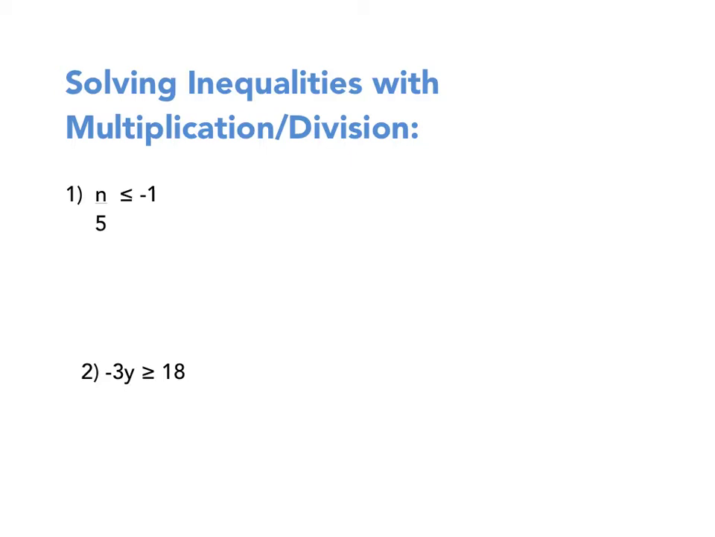Now we have solving inequalities with multiplication and division. Same exact process as solving equations with multiplication and division. So I have n over 5 in my first example. I know I'm going to have to multiply 5 by both sides to get rid of that 5 in the denominator. I'm multiplying by a positive, so no signs are flipping, and we have n is less than or equal to negative 5. So I will draw my number line.